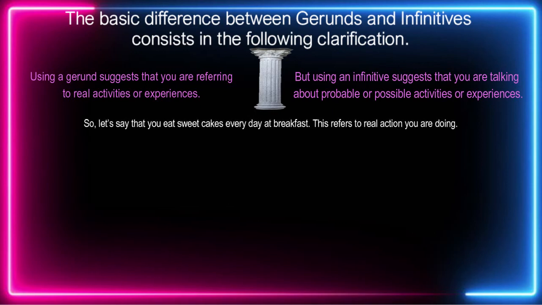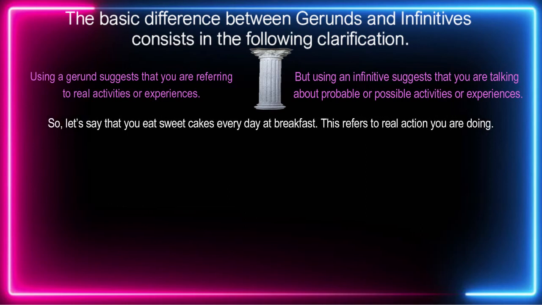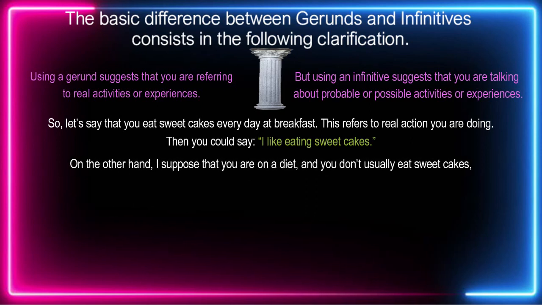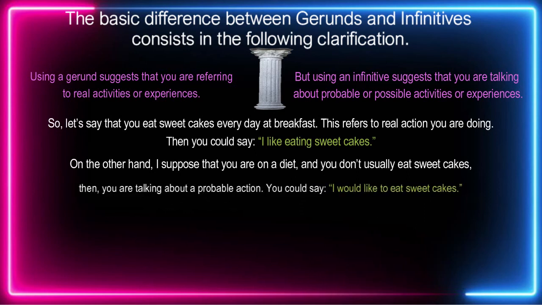So, let's say that you eat sweet cakes every day at breakfast. This refers to a real action you are doing. Then you could say, I like eating sweet cakes. On the other hand, I suppose that you are on a diet and you don't usually eat sweet cakes. Then you're talking about a probable action. You could say, I would like to eat sweet cakes.